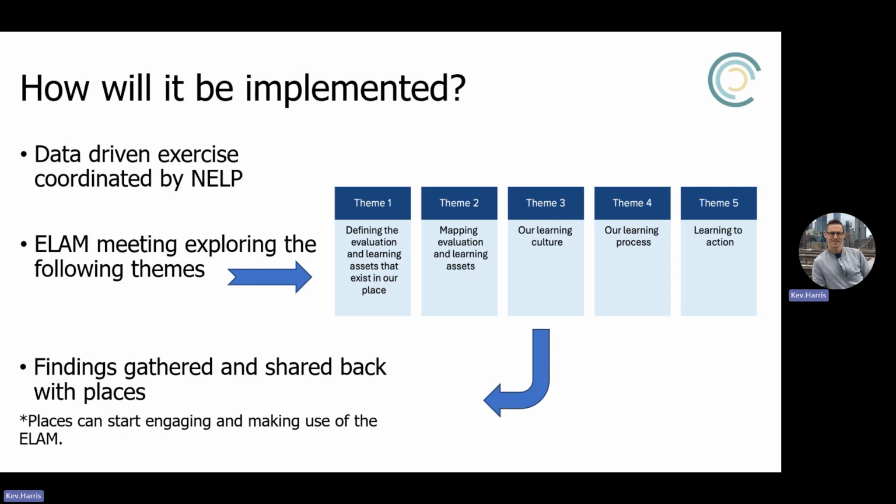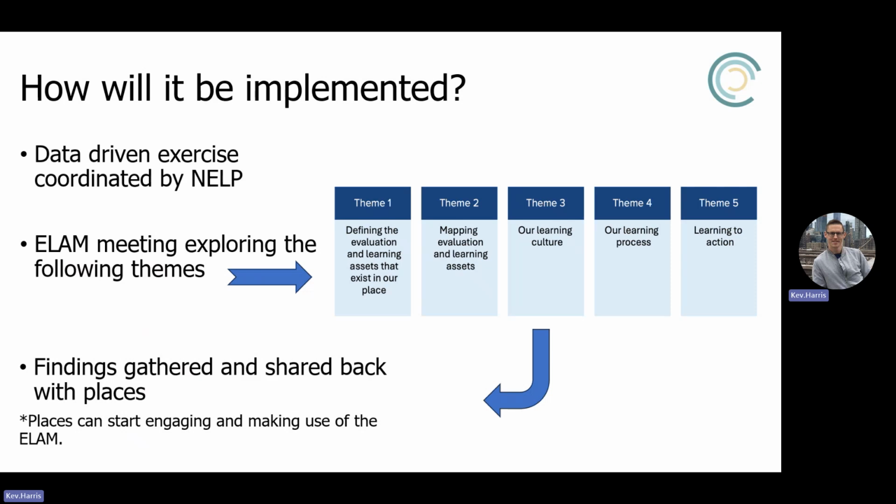but then those findings that will come out through those themes and those thematic areas through a series of questions will then be gathered and shared back with places so that they can make use of it. They can actually do something that is useful to inform their cycles of learning and action. So this will be a live document. There will be an ELAM explainer, an exercise document that will be available on the website through Evaluating Complexity. And essentially places can start engaging with this work now. They don't necessarily need to wait for example, a meeting to take place.